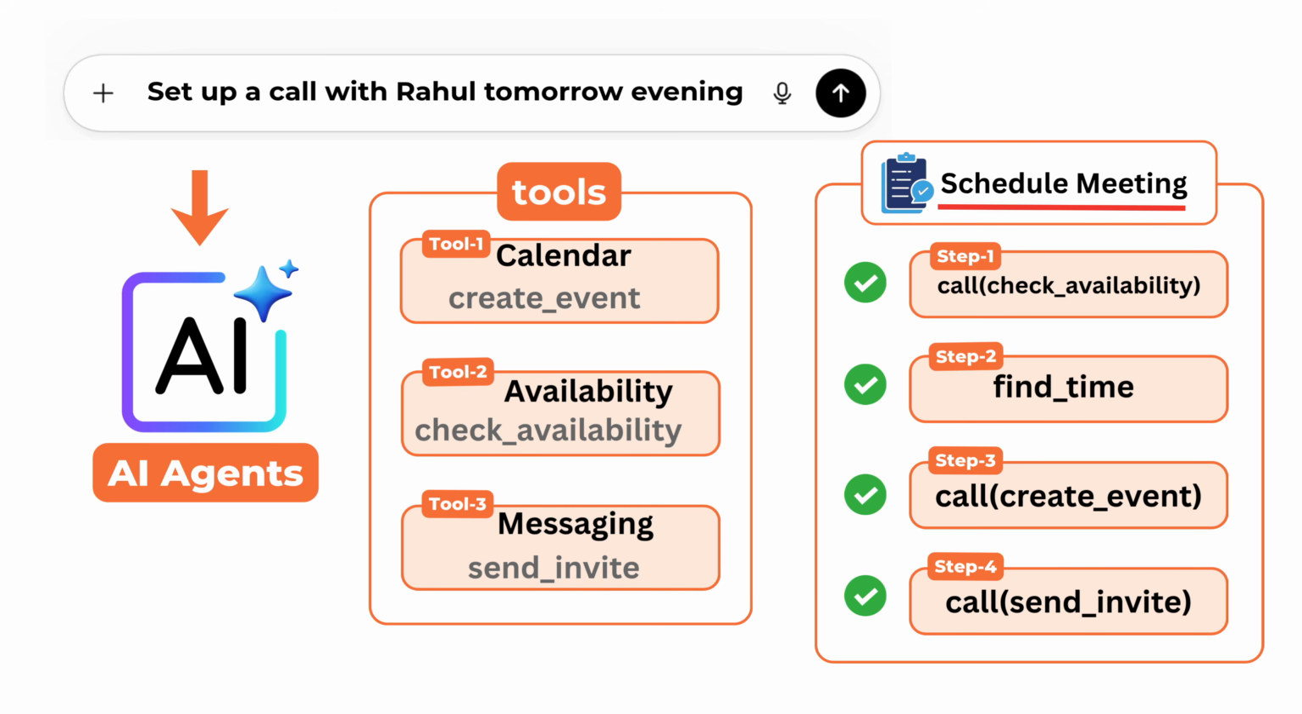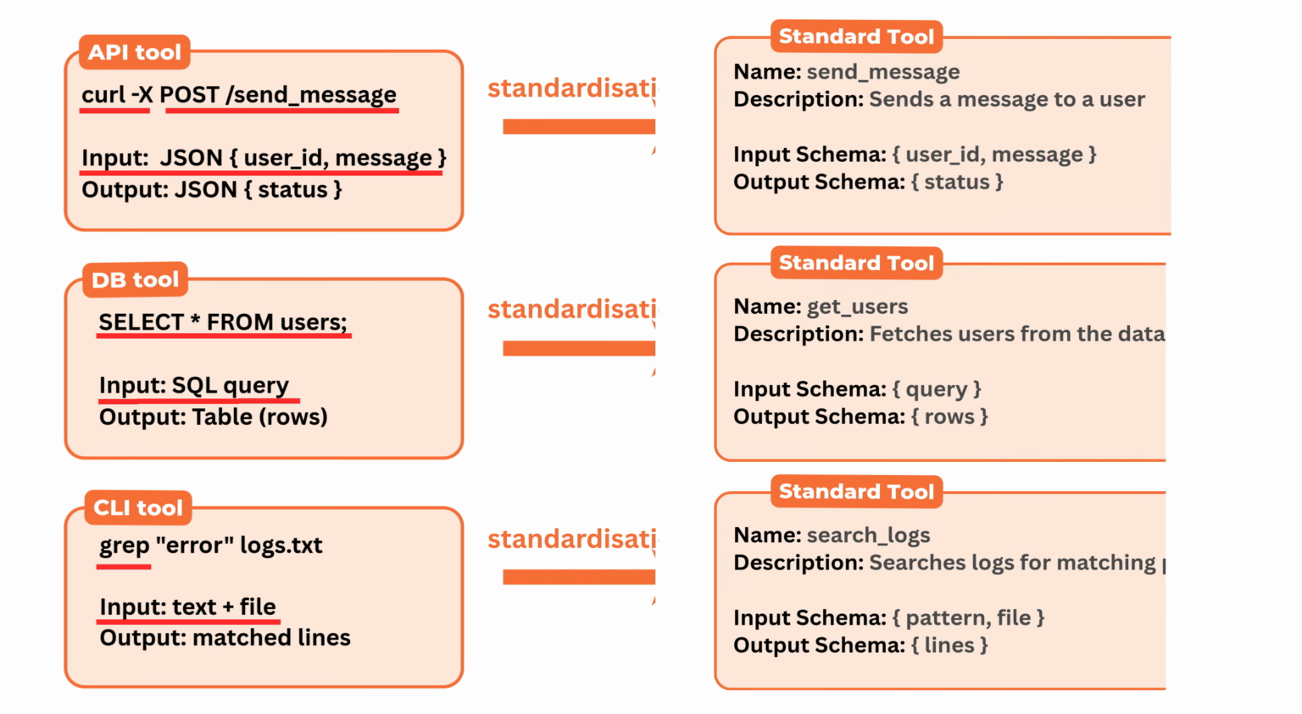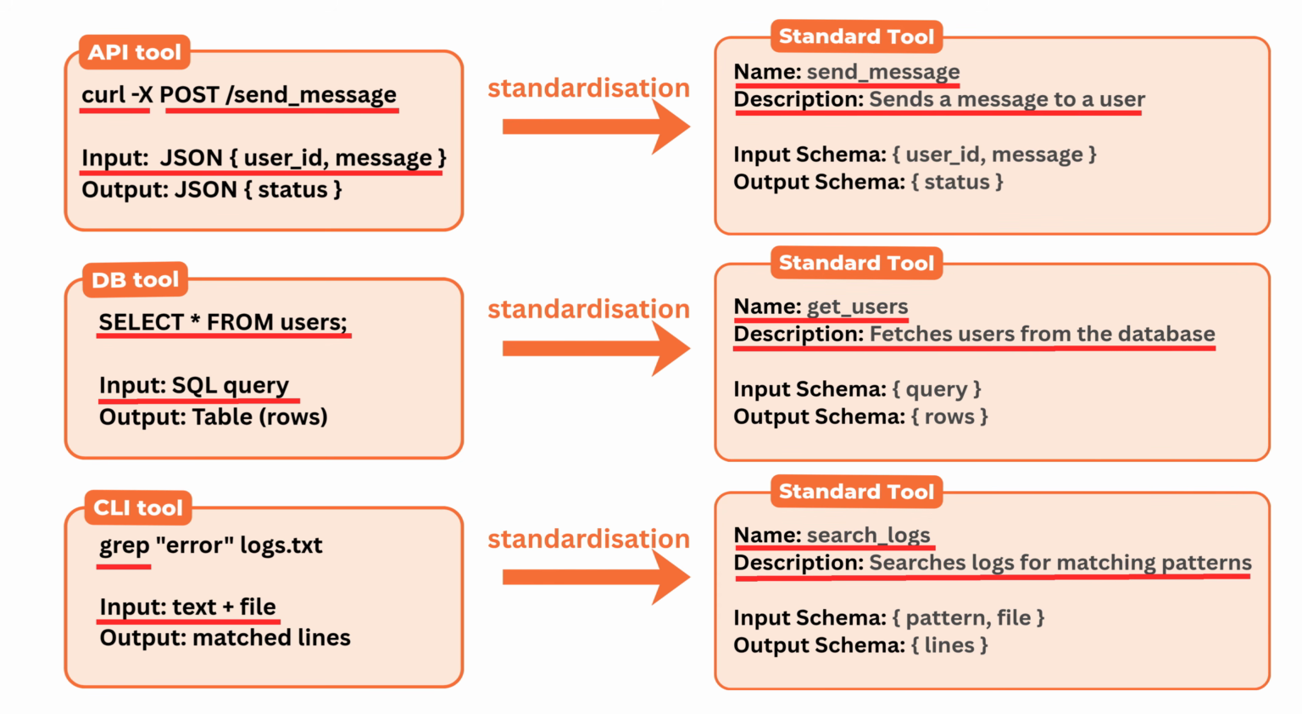Now where does Model Context Protocol fit in? Without MCP, each tool might be exposed differently. Different formats, different ways to call them, different context passed each time. With MCP, all tools follow a standard structure. They describe what they do, what inputs they need, and how they return results in a consistent way. So the model doesn't have to learn every tool separately. It interacts with all of them in the same way.